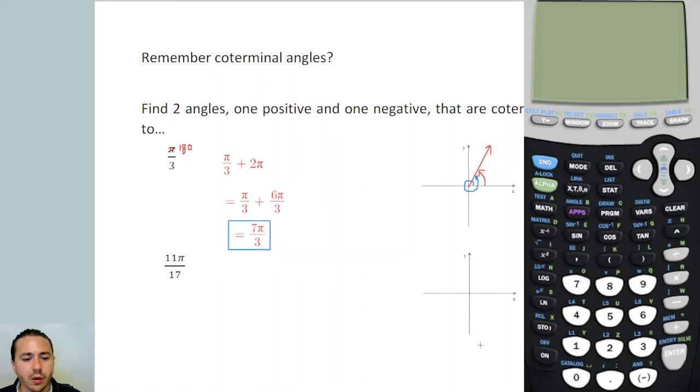The other one, a negative one, would be if we start at the initial side and we rotate clockwise. So if we were to, oh, that's blue. Let's do green. If we do this one right here. Okay, so we're rotating clockwise, and to locate that angle measure, we are going to subtract 2 pi instead of add 2 pi.